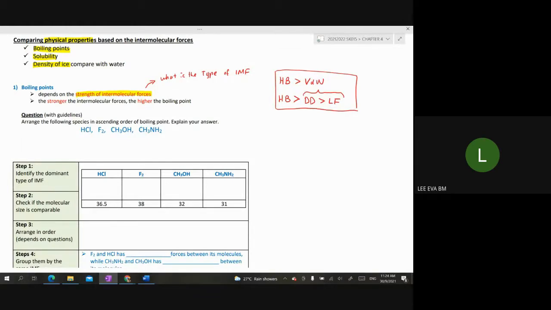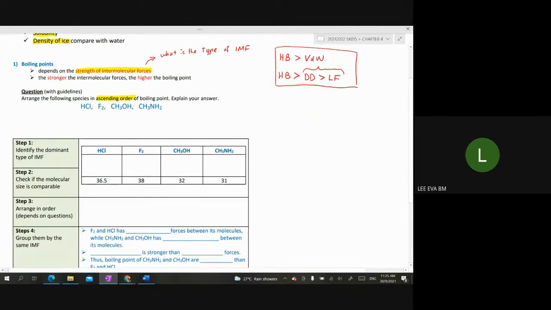Okay, so for the first question over here, Madam gives you a guideline on how to begin. Arrange the following species in ascending order. What does ascending mean? Menaik, meningkat, increasing order. So we will start with the lowest boiling point towards the highest boiling point. You need to check what the intermolecular forces are for these 4 species.